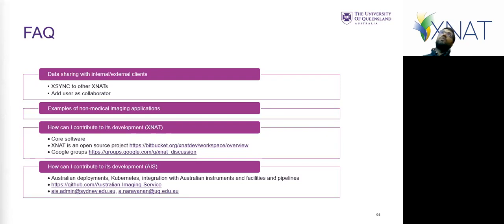If you're looking more at involving yourselves in the Australian deployments, talking about the Kubernetes integration or integrating with Australian instruments and facilities, and also developing pipelines that we are planning to deploy, then the Australian Imaging Service is the best place to go. The project's headed by Sydney. So the AIS admin Sydney is where to go if you want to talk about the general project. Or just get in touch with me. I'm happy to see what we can do or get you in touch with the right person.